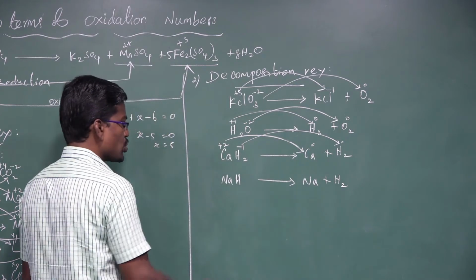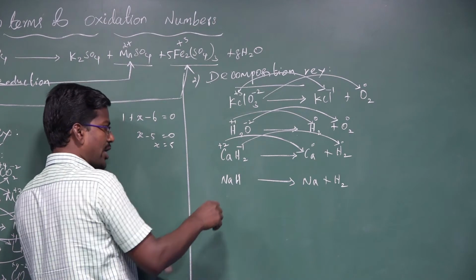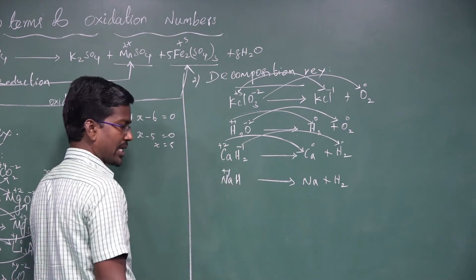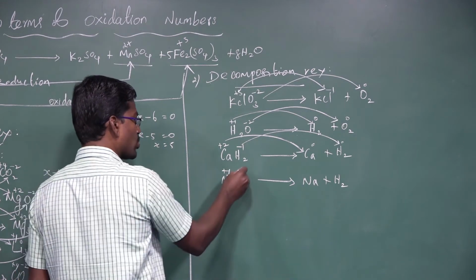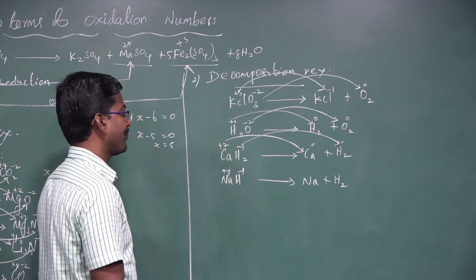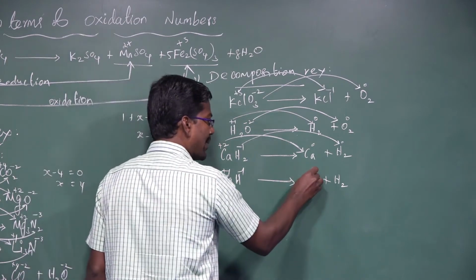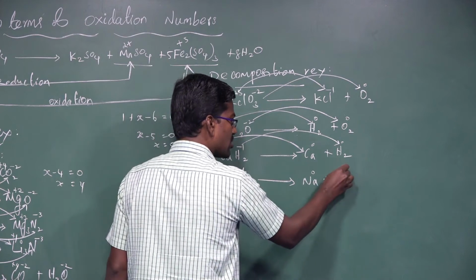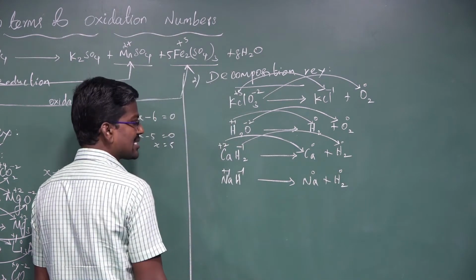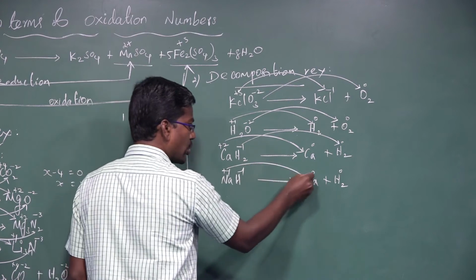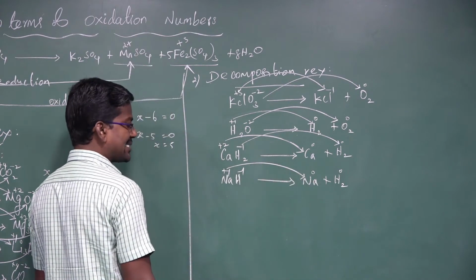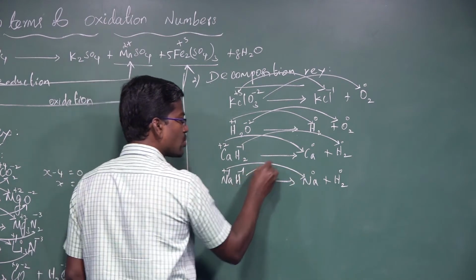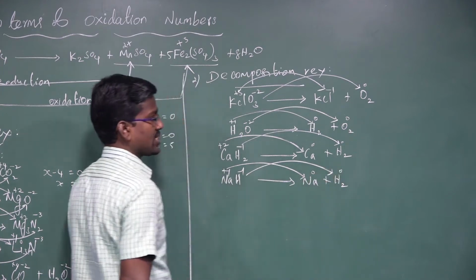Another one, sodium hydride. Sodium exhibits the plus 1 charge because it is an alkali metal. Hydrogen exhibits the minus 1 charge because it is a hydride. Sodium as an individual element is 0, hydrogen also 0. Oxidation number decreases from plus 1 to 0, reduction. Oxidation number increases from minus 1 to 0, oxidation.